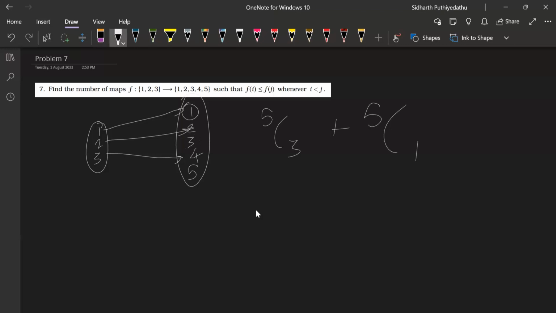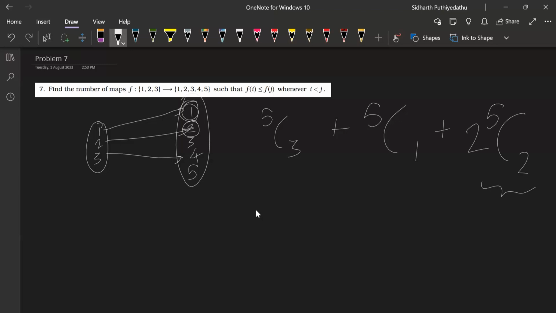There's 1 case left. You have 2 the same and 1 different. So imagine you chose 2 1s and 1 2. Both 1 and 2 have to map to 1, and 3 has to map to 2. So we'd get 5 choose 2. But note that 2 1s and 1 2, and 1 1 and 2 2s, are both counted by this. So we should have 2 up here.